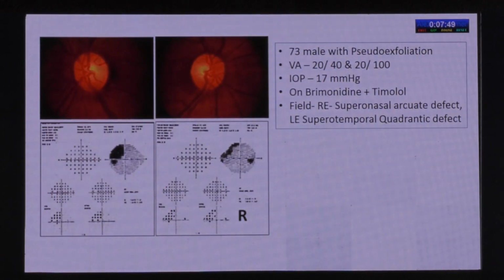And this 73 year old male with pseudoexfoliation was getting anti-glaucoma medication and he was referred because his field was progressing. His field in the right eye was a superior nasal arcuate defect which can be mistaken for glaucoma, but the left eye field is a superior temporal quadrantic defect.